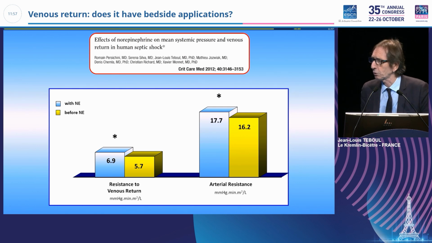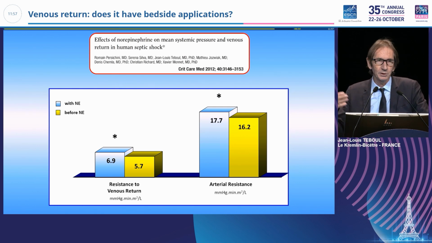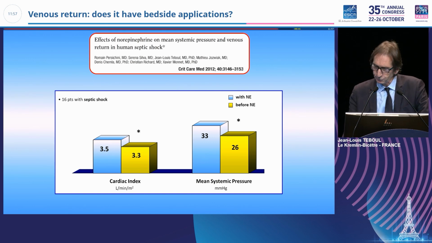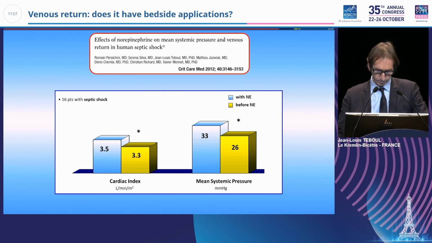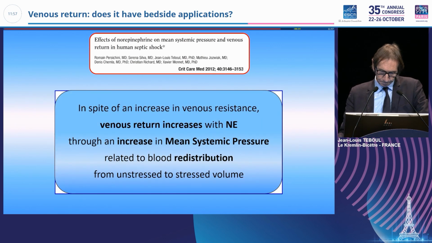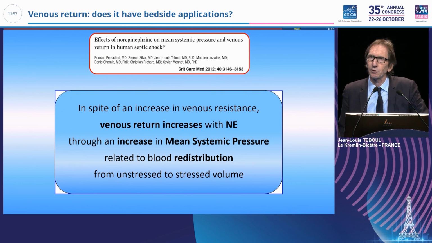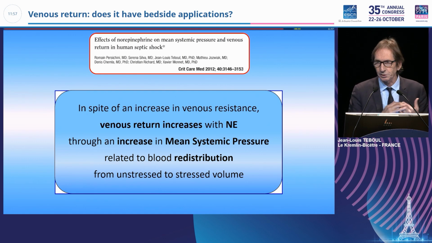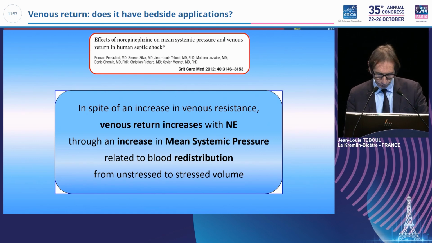Of course, an increase in the arterial resistance, which was the expected effect to obtain a higher MAP. But we also observe an increase in cardiac index with norepinephrine, and also an increase in the mean systemic pressure, a marked increase in the mean systemic pressure. So, in spite of the increase in the venous resistance, venous return increases with norepinephrine through an increase in the mean systemic pressure related to blood redistribution from unstressed to stressed volume.